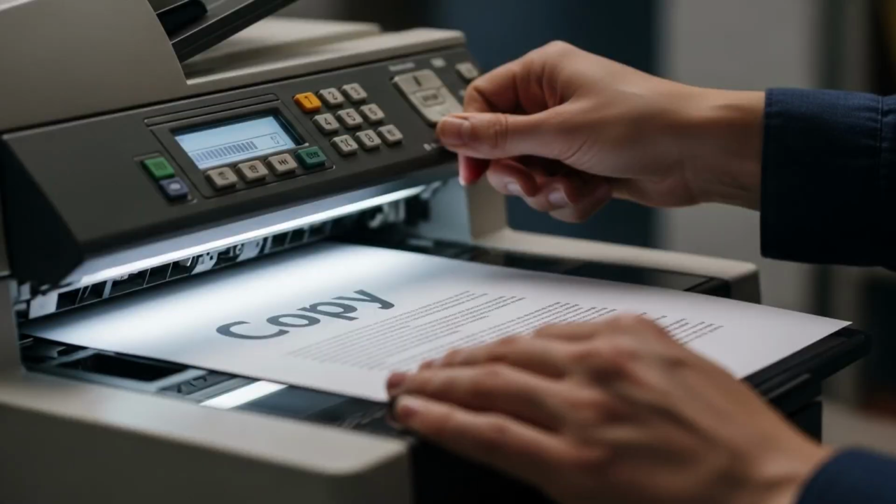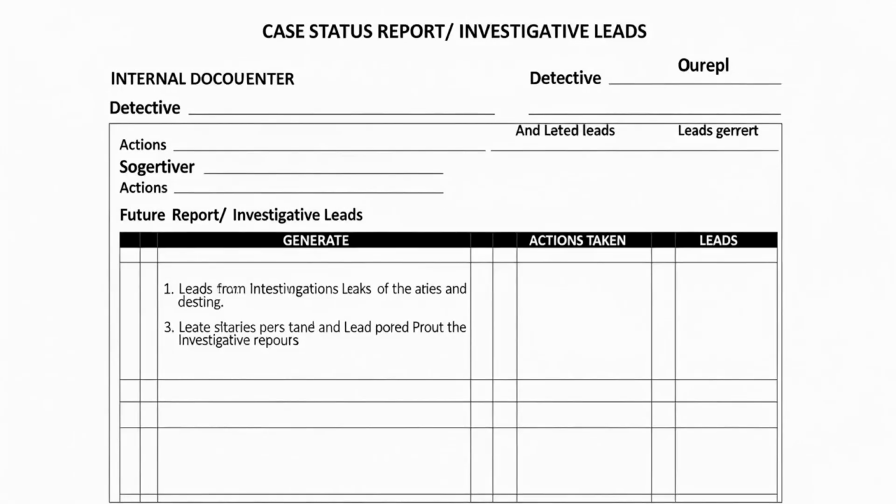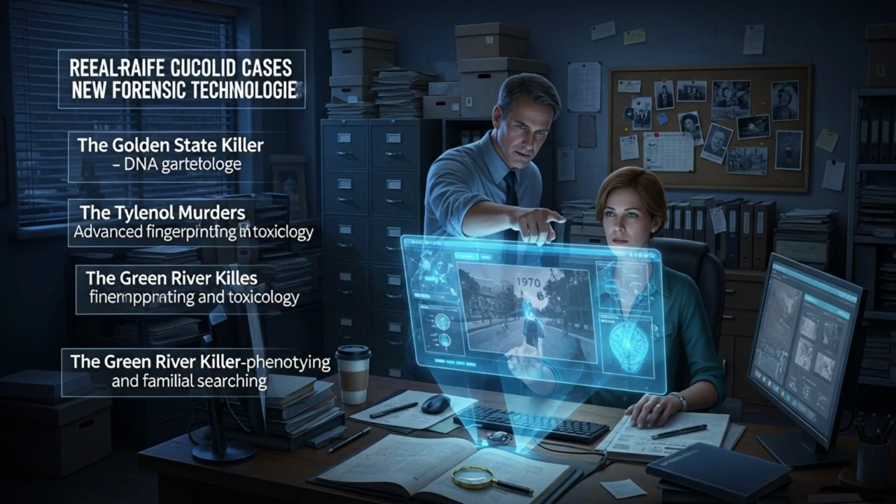For example, if a wealthy business owner is murdered, the detective immediately asks, who benefits financially from this person's death? Who stood to inherit money, take over the business, or collect on an insurance policy? That question alone can reduce a list of hundreds of possible suspects down to 2 or 3 people.